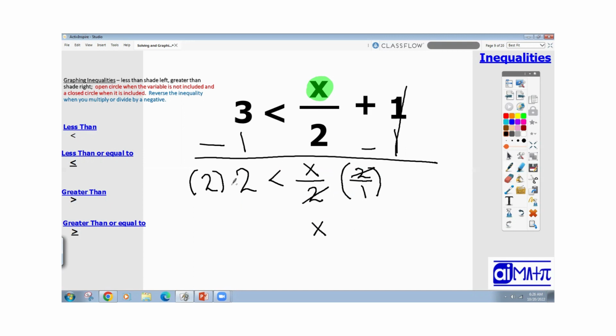And then 2 times 2 is 4. So I have 4 is less than x. And again, we will flip this around to read it as x is greater than 4. And this would be our final answer.